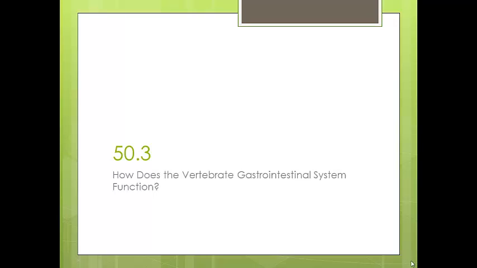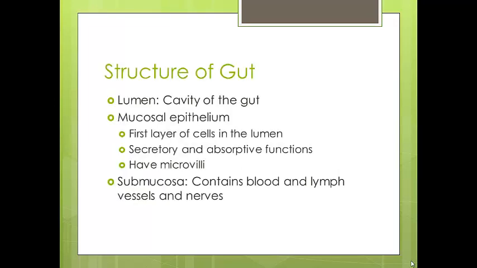In this section, we are going to cover the vertebrate gastrointestinal system and how it functions. Okay, so the structure of the gut is very important to know. The lumen is the cavity of the gut.